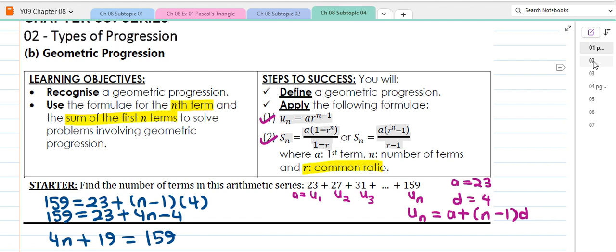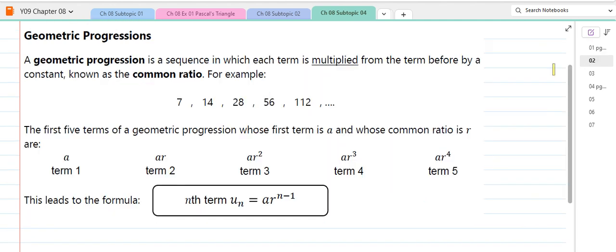Let's have a look at the explanation over here. A geometric progression is a sequence in which each term is multiplied from the term before by a constant, which is known as the common ratio. The common ratio has r as the notation in the formula.